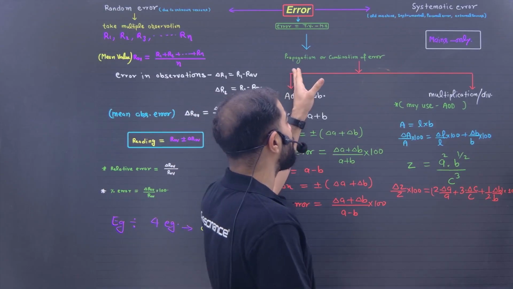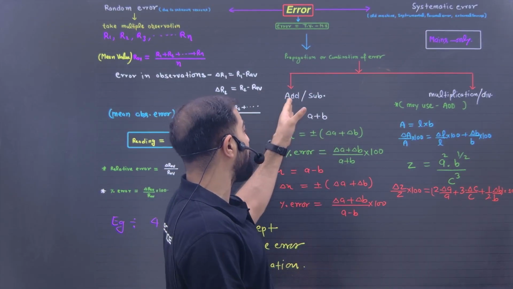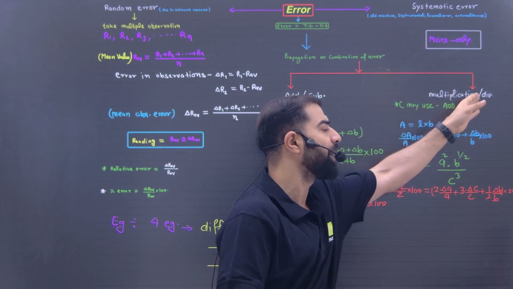Now there's something called propagation or combination of errors. So whenever we get an equation, it can be given in the form of addition, subtraction, or it can be given in the form of multiplication or division.